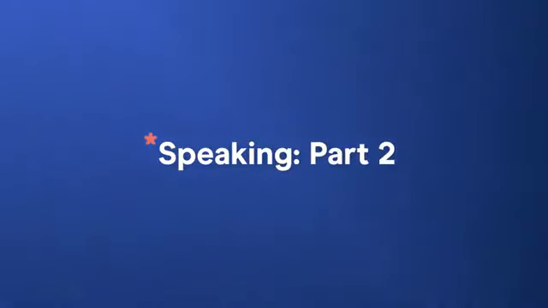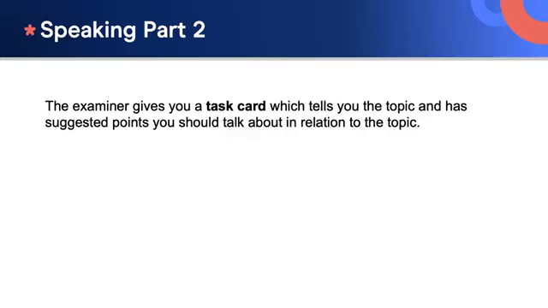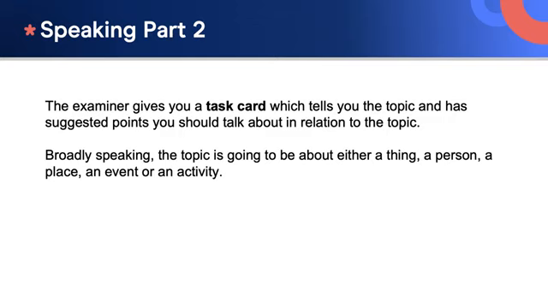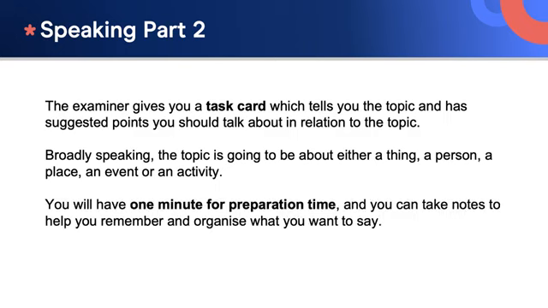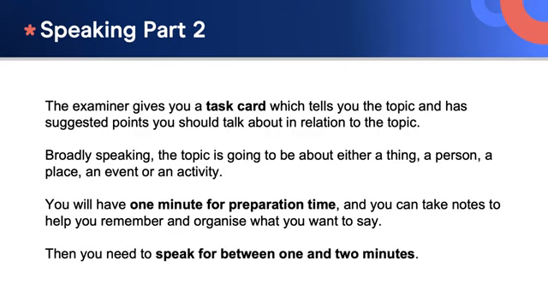Now let's move on to speaking Part 2. In Part 2, you're given a topic and asked to talk about it for between 1 and 2 minutes. You have some time to prepare before you start speaking. For this part, the examiner gives you a task card which tells you the topic and has suggested points you should talk about in relation to the topic. Broadly speaking, the topic is going to be about either a thing, a person, a place, an event, or an activity. You have 1 minute preparation time, and you can take notes to help you remember and organize what you want to say. Then you need to speak for between 1 and 2 minutes.